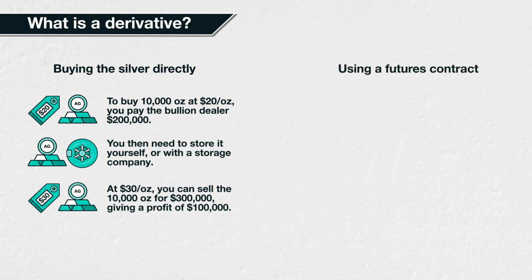However, you could use a silver derivative contract instead of purchasing the silver directly. You'll still be able to make the same profit, or likely even better as we'll discuss, but with several key benefits.